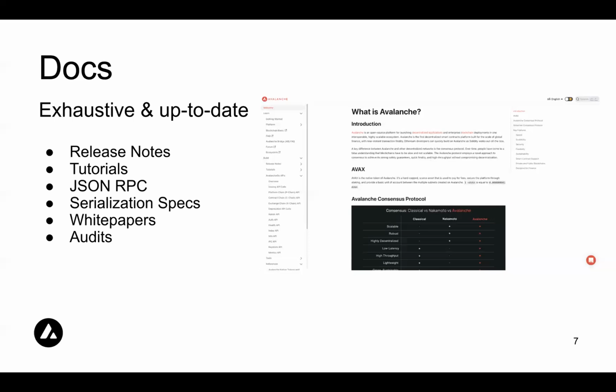There is a create asset transaction for creating new tokens and new non-fungible tokens. There's an operation transaction for minting tokens. There is an import and export transaction. There's an add subnet validator transaction, add delegator transaction, add validator transaction, create chain transaction. And I don't think I've missed any.